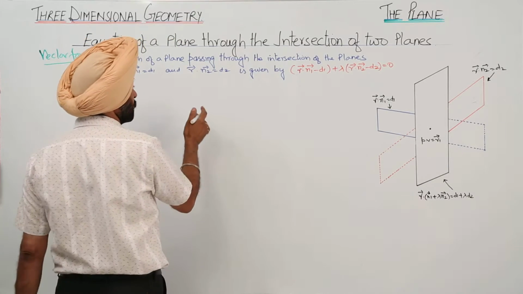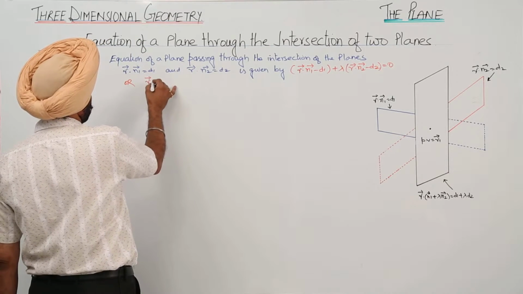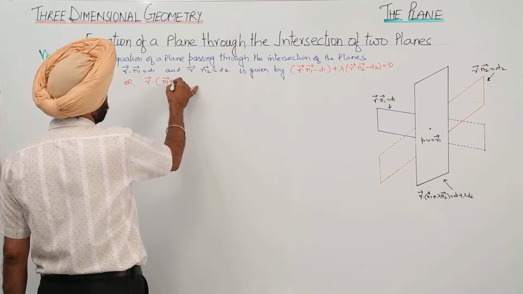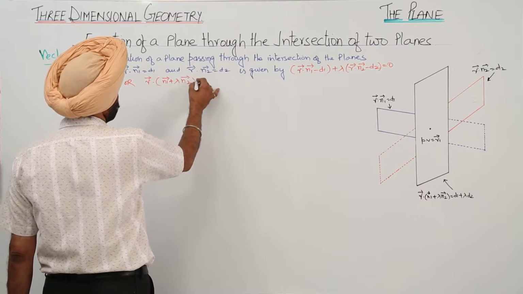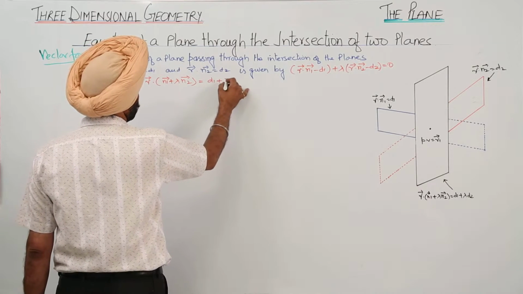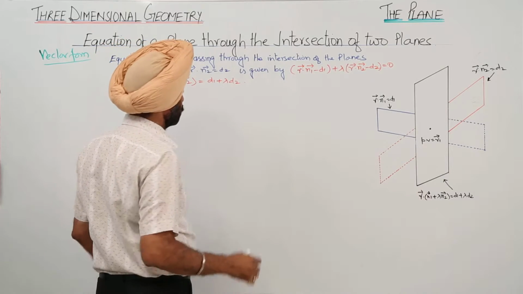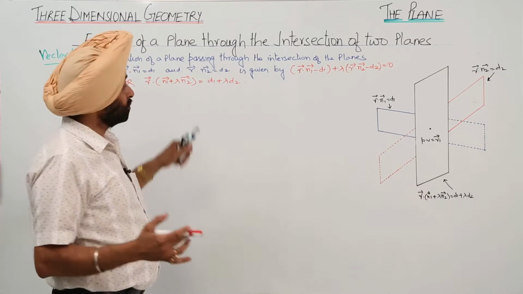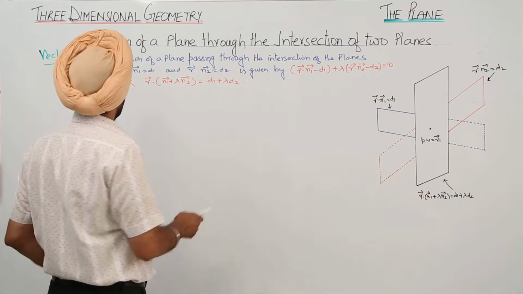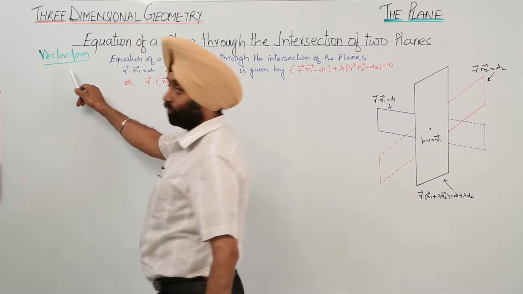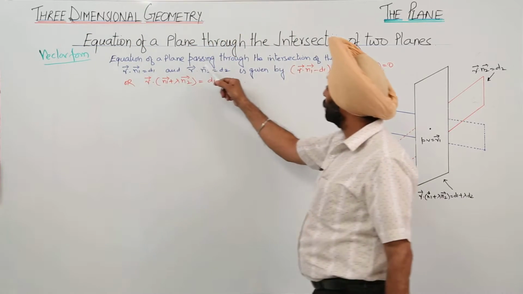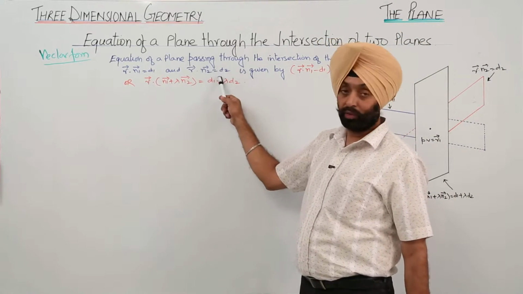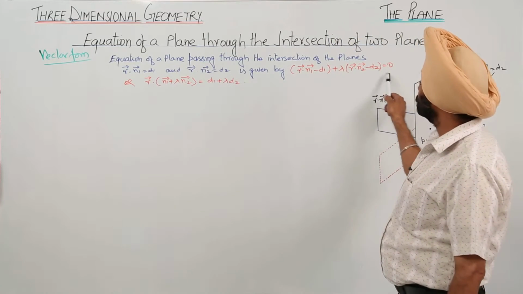to the same we can write it vector r dot vector n1 plus lambda vector n2 is equal to d1 plus lambda d2. So either we can represent it in this manner or in this manner, one and the same thing. So this is the vector equation. Now, vector form, I have already written here. Now the equation of a plane passing through the intersection of the planes, equation of first plane, equation of second plane is given by, now this is the formula.